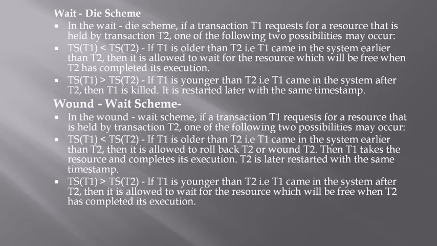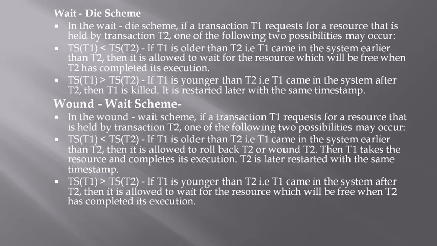First condition, T1 is less than T2, which means T1 is older; T1 came into the system earlier than T2. So before T2, T1 has come to the system to access a resource, which means it is allowed to wait for the resources, which will be free when T2 completes. That is, it goes to a wait condition because you came into the system very early, so you just wait for some time. After completion of T2 only, I give the permission to execute with the resources.